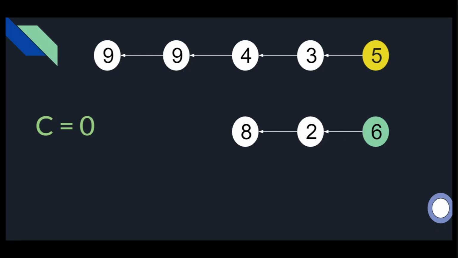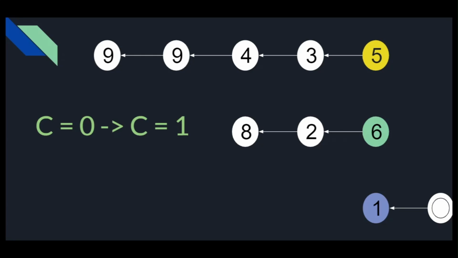We will create a resulting node. So as you can see in the bottom part, there is a circle which is result node, and initially we have carry 0. First of all, we will add two numbers, 5 plus 6, which will be 11.